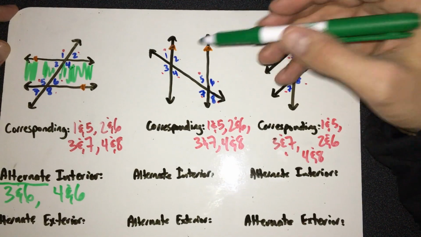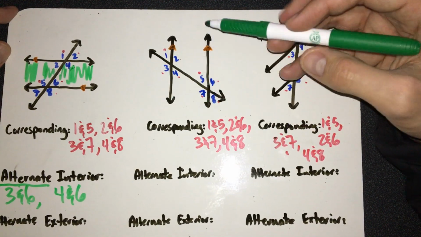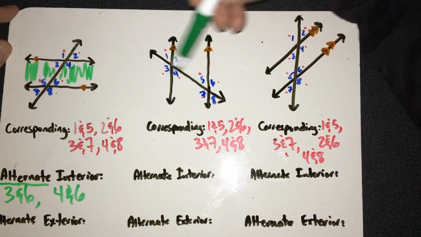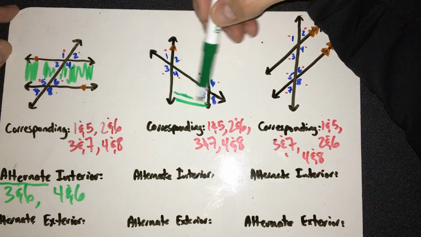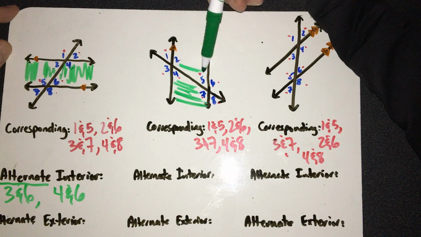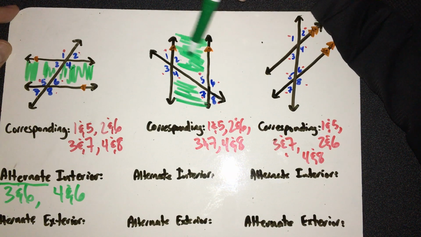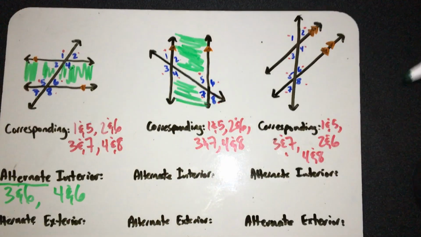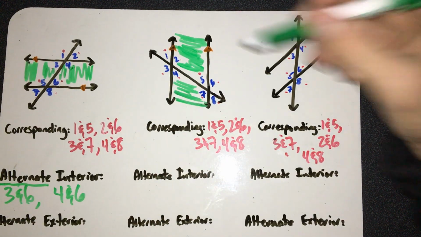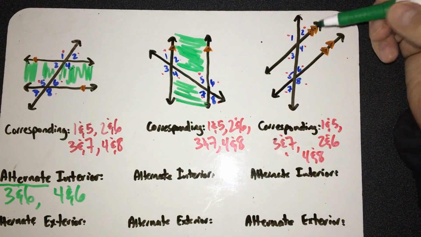In my second diagram, now my parallel lines are vertical, right? Parallel lines here going up and down. And so you're still doing the same thing. In between, you don't have to shade it in. I'm just shading it in to show you. In between the parallel lines, this is your interior area. And so your four angles in the interior section here are the 2, the 4, the 5, and the 7.